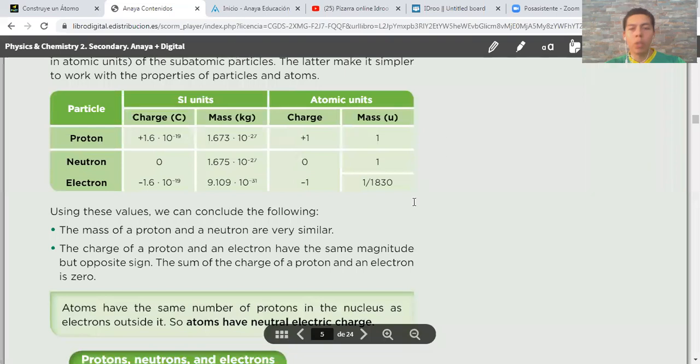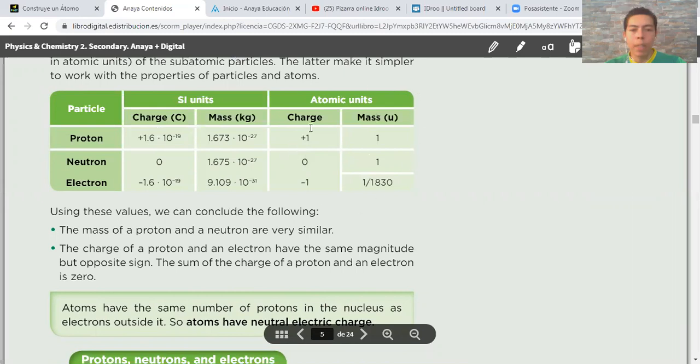So first of all, we have this information in your book, in which you're going to find out the properties of the subatomic particles. The properties are given in SI units and also in atomic units. For this year, we're going to be using just the atomic unit, right? Because we're going to be analyzing just the general properties.